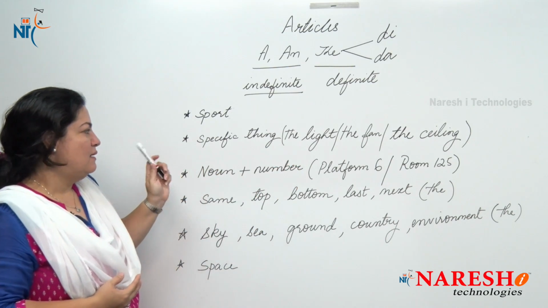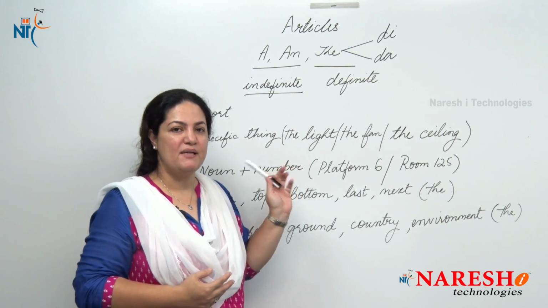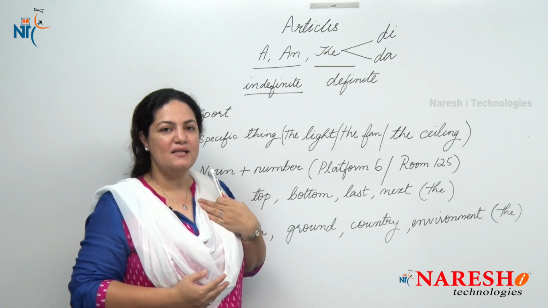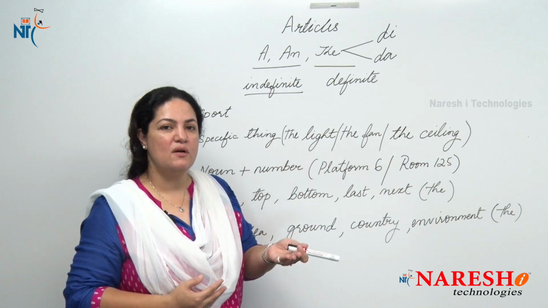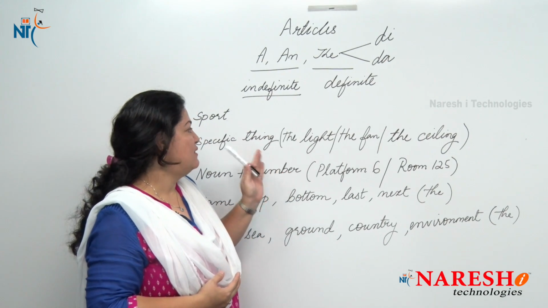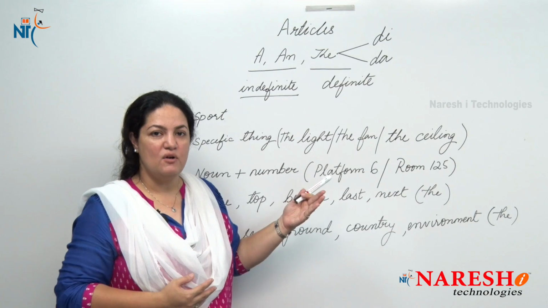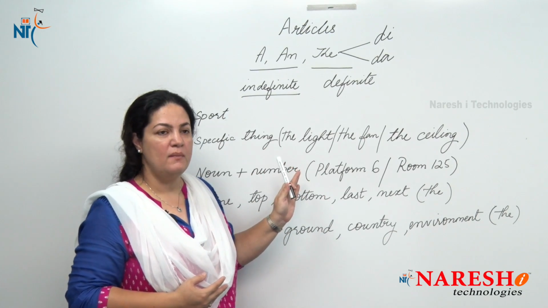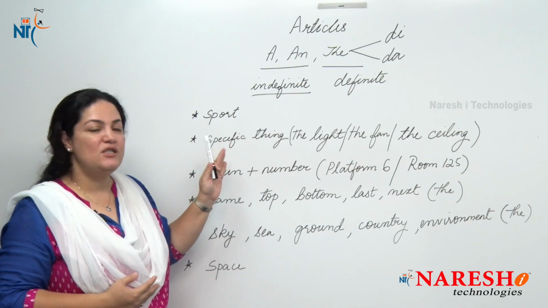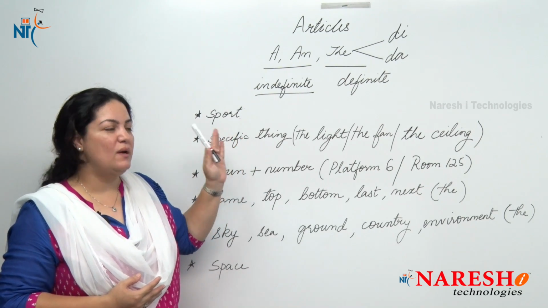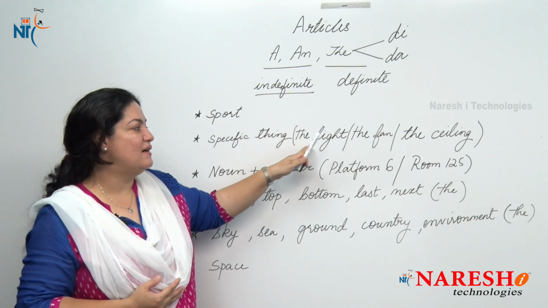Then the next one is when we are talking about specific things. Now here when we say specific things, that means I as a speaker know what I am talking about, and you as a listener know what I am talking about. So if I say the light in this room, that means I know which light I am talking about. There is only one light in the room and you know which light I am talking about. So if I ask you to switch off the light, then you will go and switch off the only light in the room. Then I say the light.